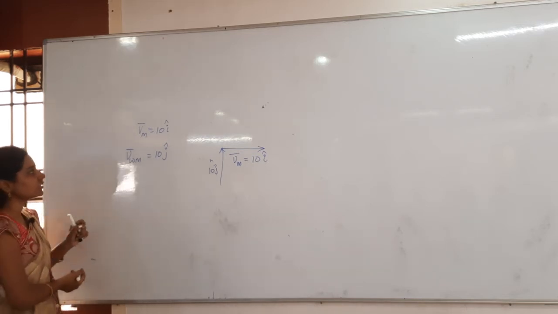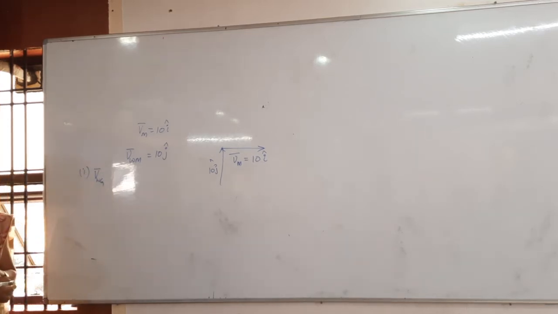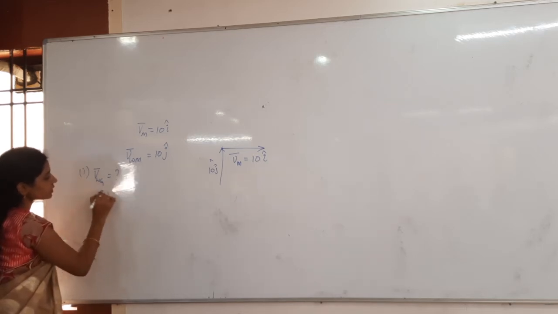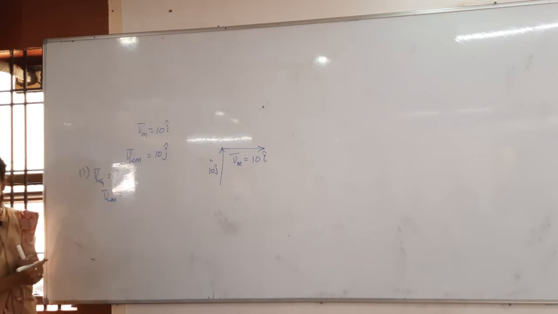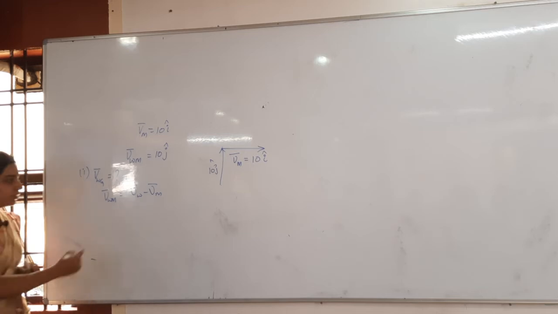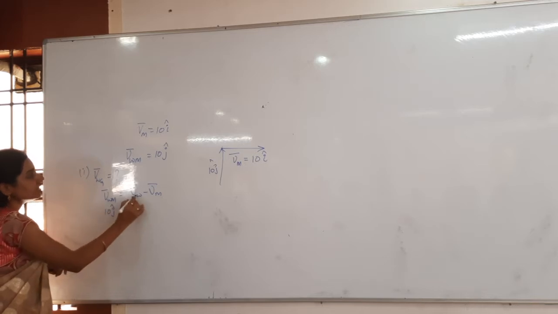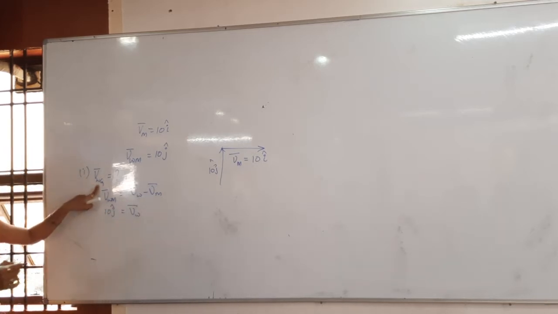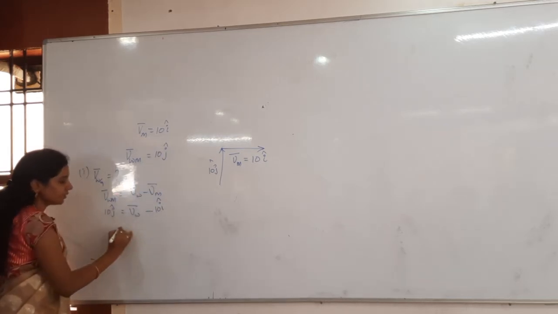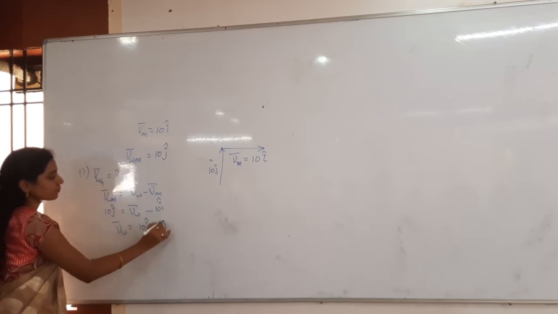Now what are they asking? The first question asks for the velocity of the wind with respect to the ground. Velocity of the wind with respect to the man is VW minus Vm. VWM is given as 10 j cap, and VW you have to find out. VW minus Vm is 10 j cap, so VW bar is equal to 10 i cap plus 10 j cap.